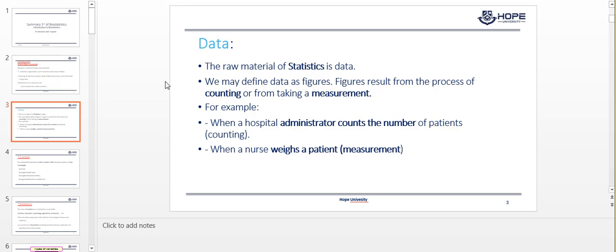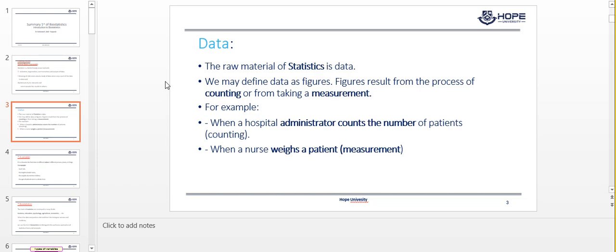So what is data? Data is the raw material of statistics. First of all, data comes from numbers or measurable units we use to change into an understandable and summarizable form. So why do we define data as a figure? A figure results from the process of counting or taking measurement. For example, when we are a hospital administrator, we count the number of patients who have visited our section of the hospital. This is called counting.